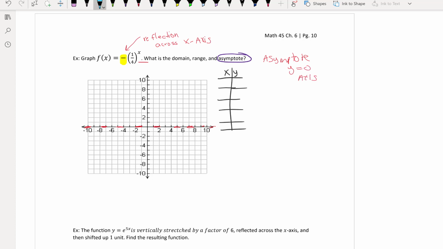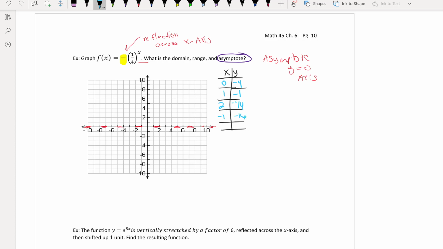Okay. So now if I find some values for this graph, I can see that if I start at 0, I have a negative 4. If I have a positive 1, it's a negative 1. If I go down to a positive 2, now I'm dealing with a negative 1/4. So now I know my values are getting closer and closer to 0, but never quite getting there. So what happens when I plug in my negative values? Well, if I plug in a negative 1, that's a negative 16.